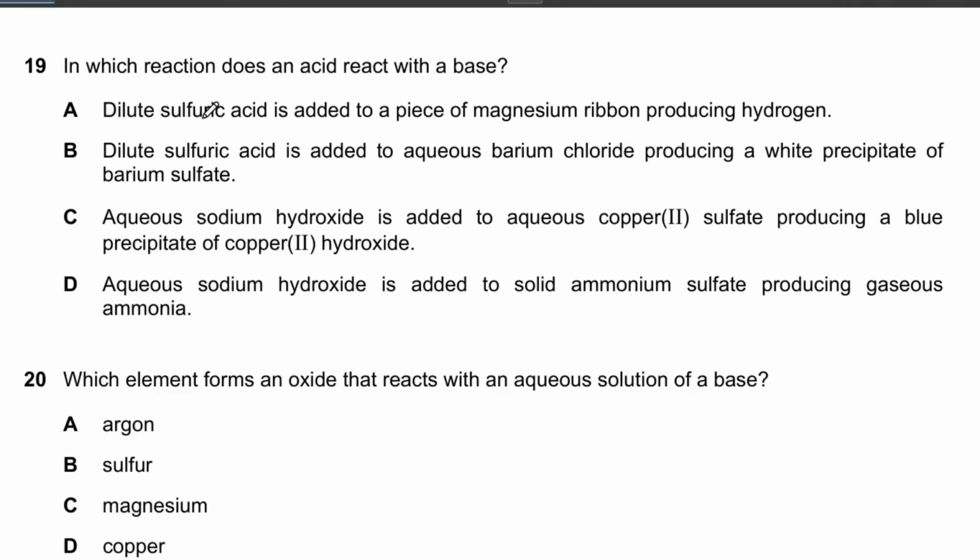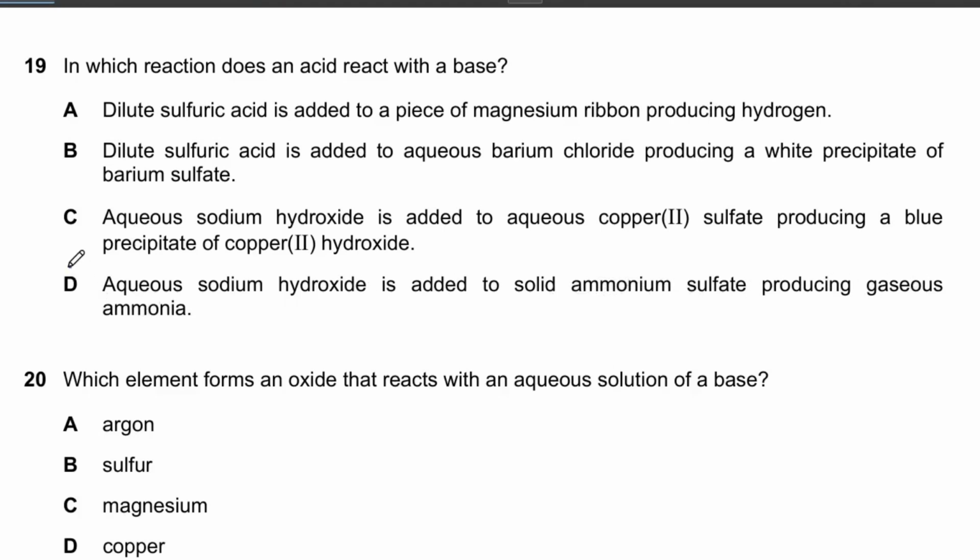Question 19. In which reaction does an acid react with a base? So A, dilute sulfuric acid is added to a piece of magnesium ribbon. That is wrong. Magnesium ribbon is a metal, not a base. B, dilute sulfuric acid is added to aqueous barium chloride, producing a white precipitate. Aqueous barium chloride is a salt, not a base. C, aqueous sodium hydroxide is added to aqueous copper 2 sulfate, producing a precipitate. This is not an acid. So we are talking about in which reaction does an acid react with a base. Sodium hydroxide is a base. Copper 2 sulfate is not an acid, it is a salt. So C is wrong.